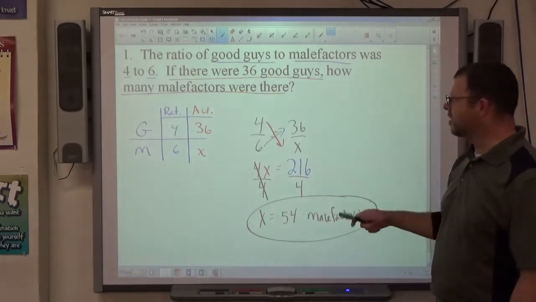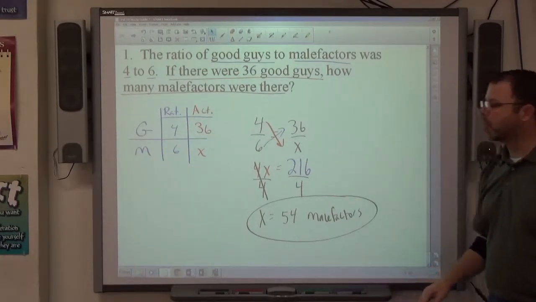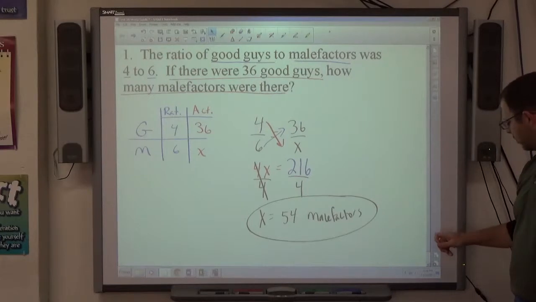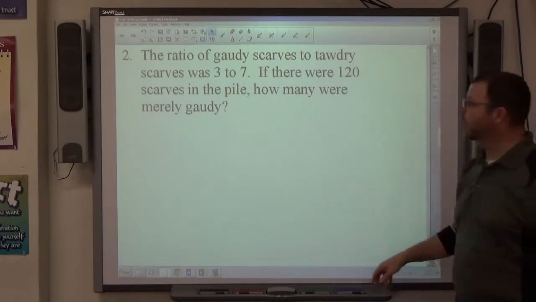You should expect on the test to have malefactors and good guys in some ratio. I'll tell you the number of good guys, ask you for the number of malefactors. So it should set up similarly. Ratio of gaudy scarves to tawdry scarves was 3 to 7. There were 120 scarves in the pile.